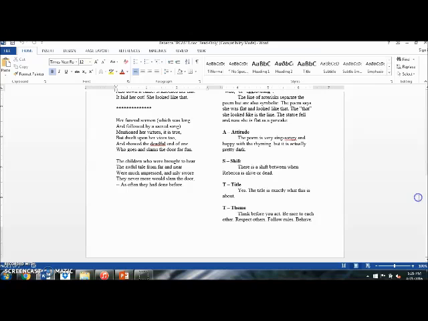And then finally, theme. Now that we've taken a look at all of these different aspects of the poem, we can say that possible themes might be think before you act, be nice to each other, respect others, follow rules, and behave. And now we know how to analyze a poem thanks to this system of TPCASTT.